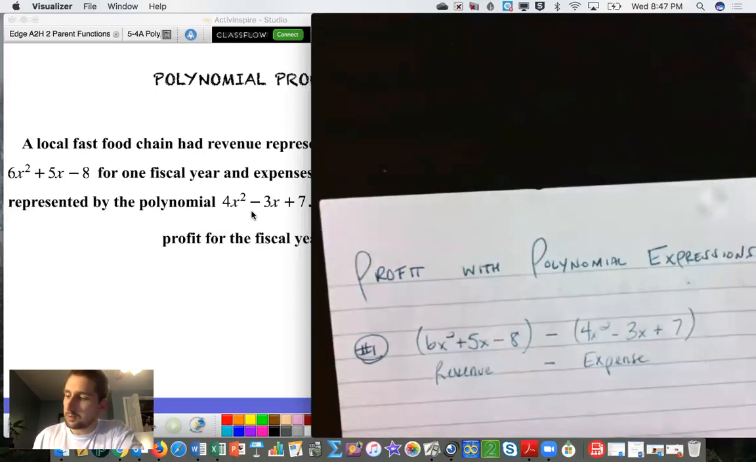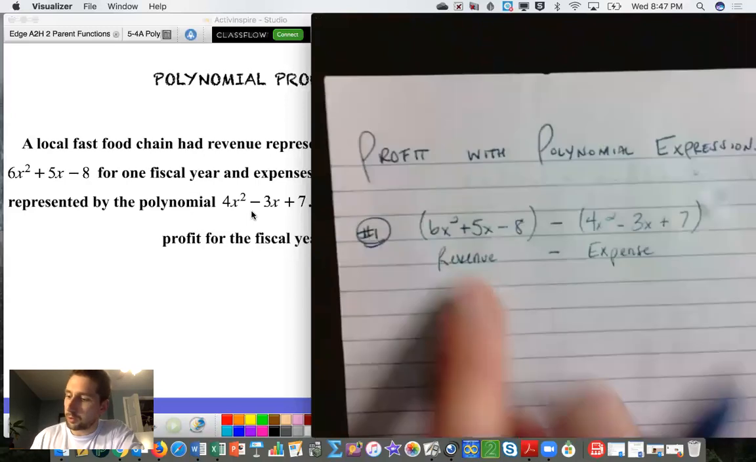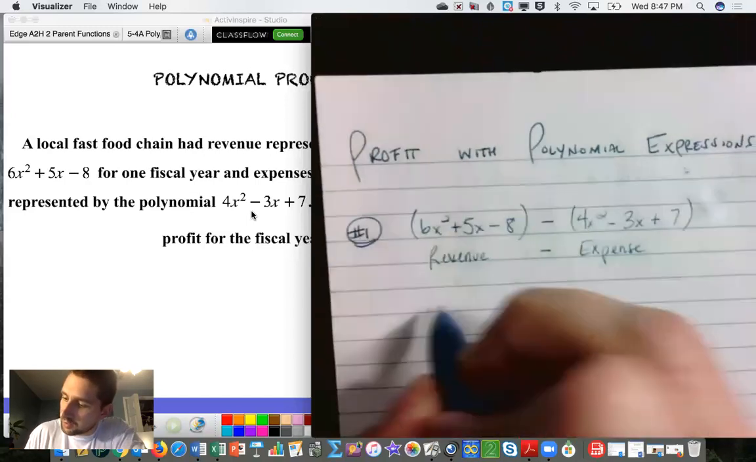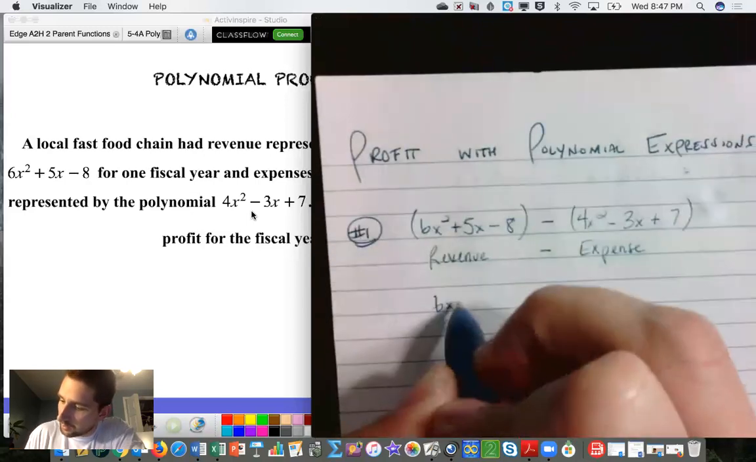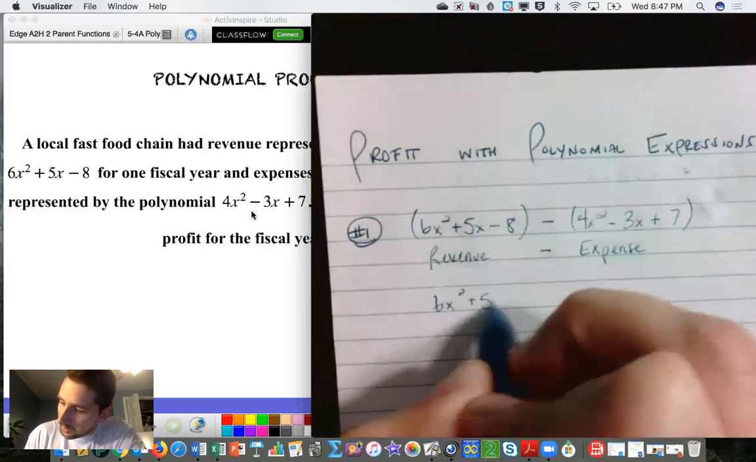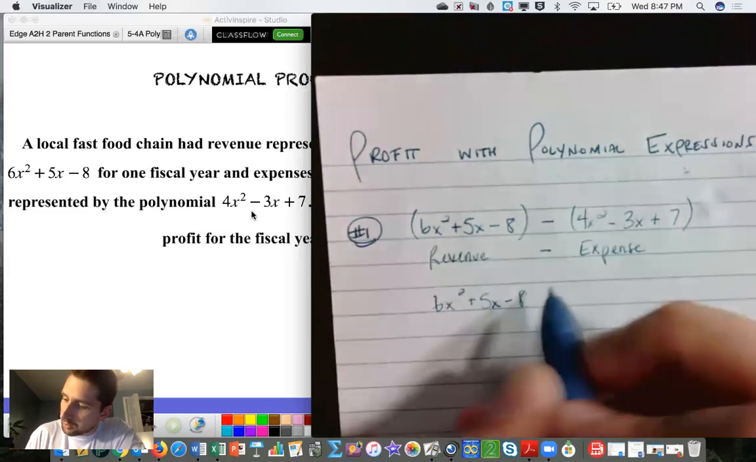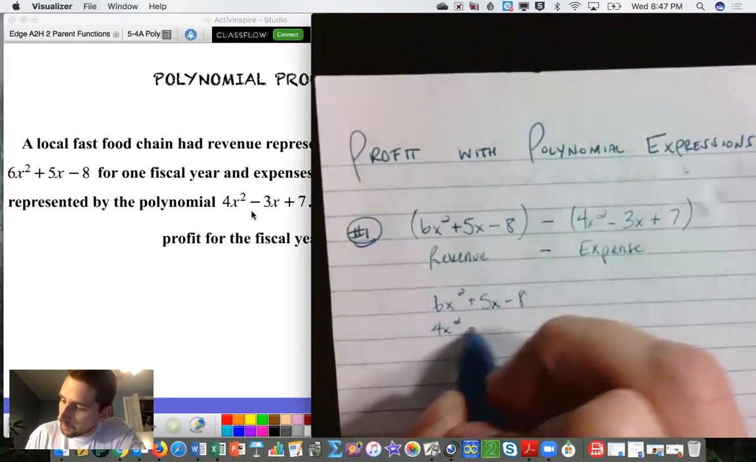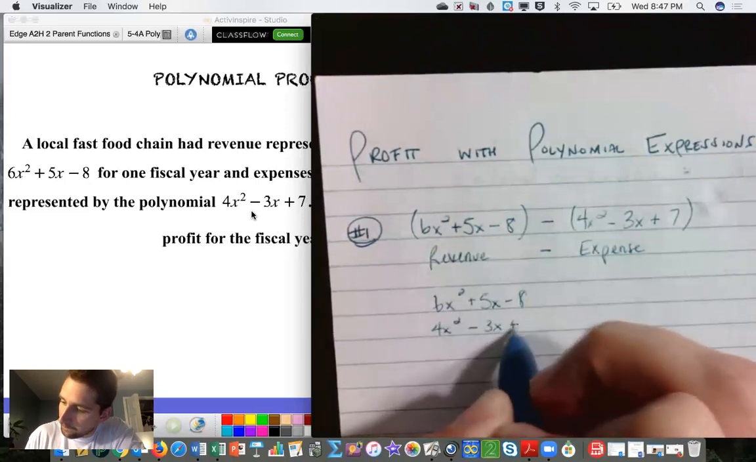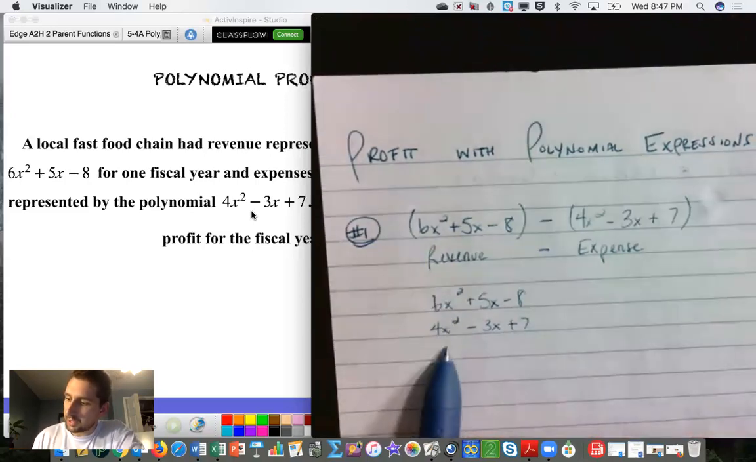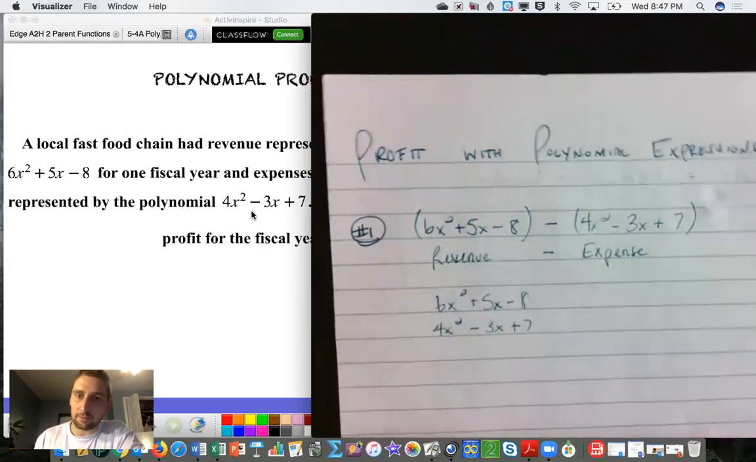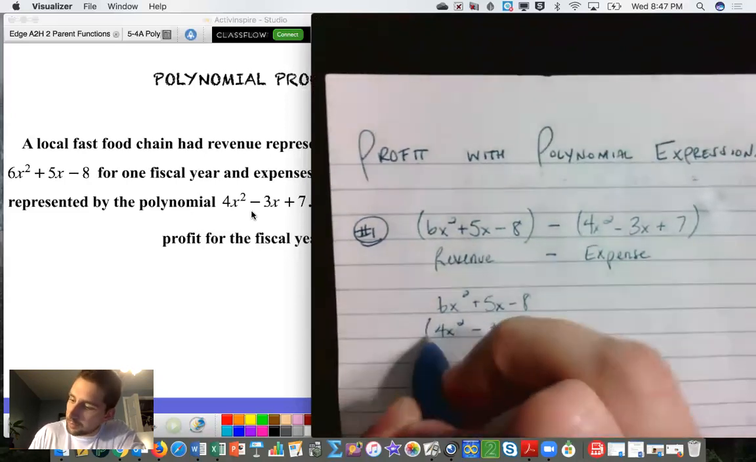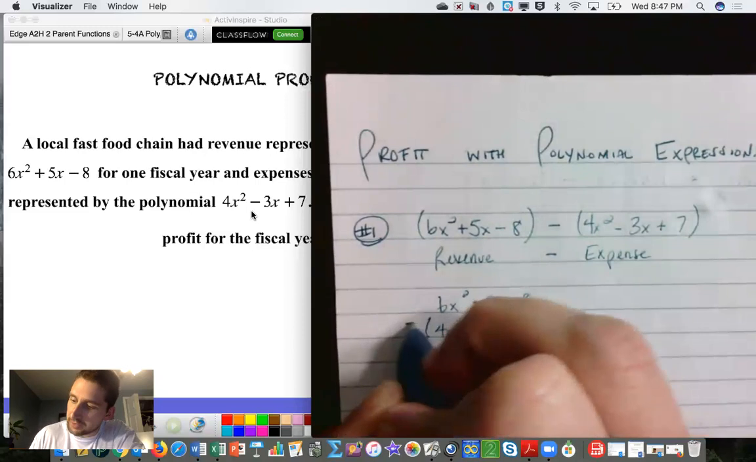If you don't like writing it horizontally, you can always stack your revenue and expenses. Make sure you align your like terms. So all I'm doing is aligning my like terms, if you like to write it vertically. Make sure you wrap this trinomial in parentheses because we're subtracting each term.